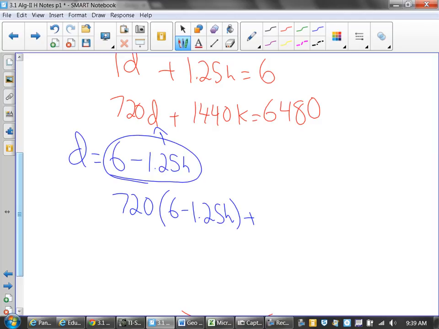Why did I use a k here? Sorry, it's supposed to be an h. Plus 1440h equals 6480. Now what I have done is create a 2-step equation with one variable.